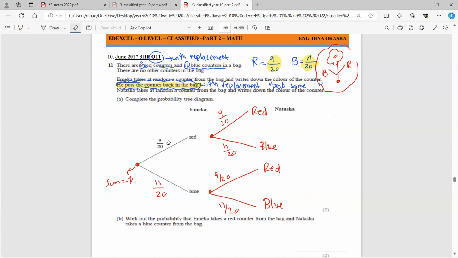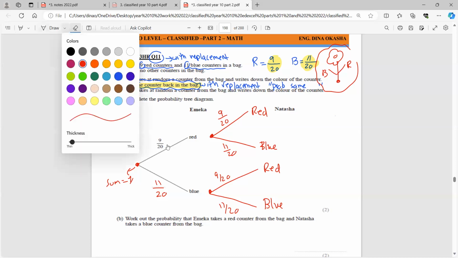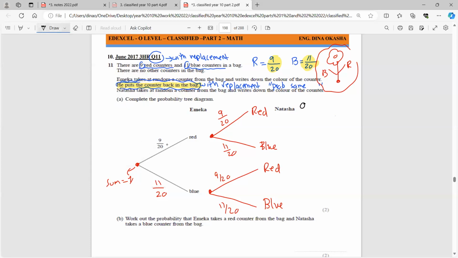Now as I said, all of these trees are in the same garden. Why are they in the same garden? Because they have the same numbers. All these trees are in one garden with the same numbers. Now let's write our probabilities. Sorry, the outcomes. All the possibilities for Emeka and Natasha.